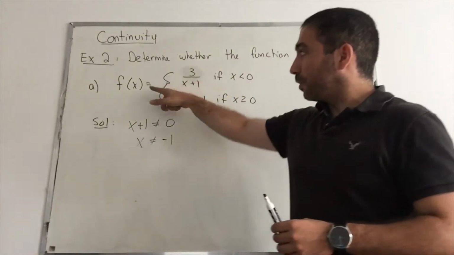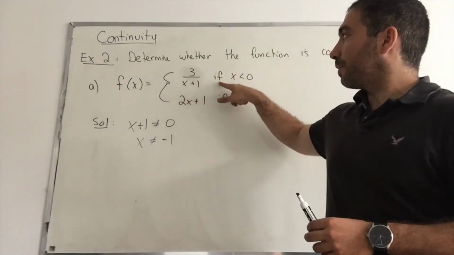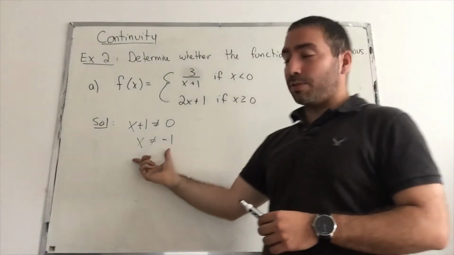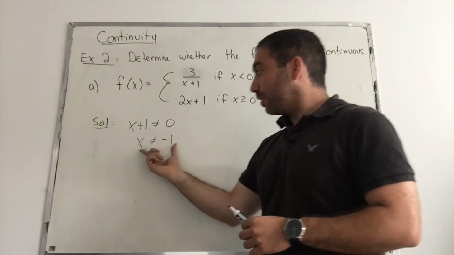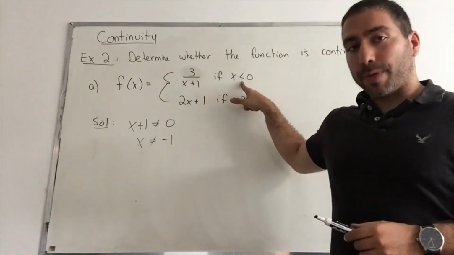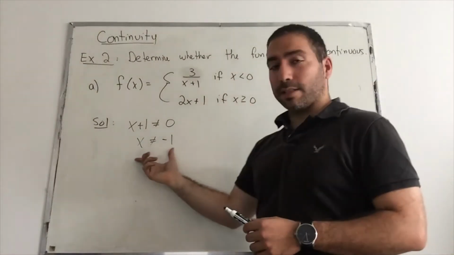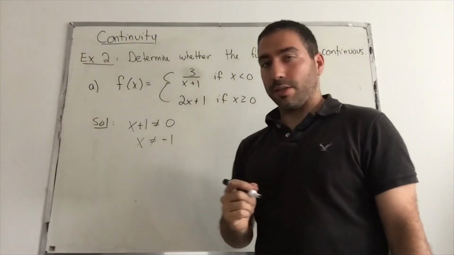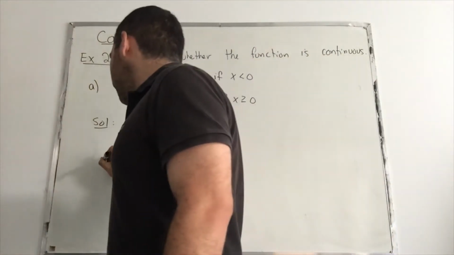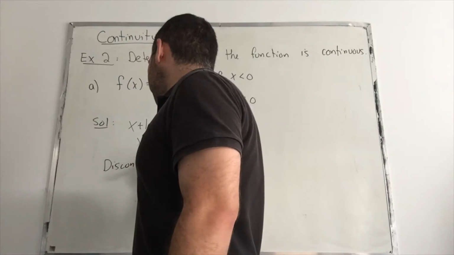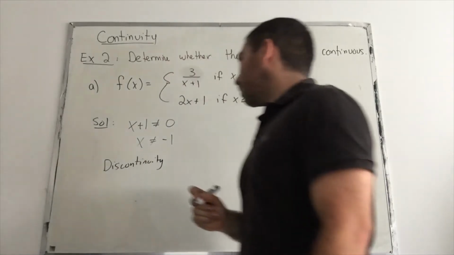First of all, the function here, 3 over x plus 1, is defined for all x values that are smaller than 0. So you have to check that. You have to ensure that our restriction, because x cannot be equal to negative 1, does lie in the domain. In this specific case, yes, it does, because negative 1 is definitely smaller than 0. So this is a discontinuity. We do have a discontinuity here. Okay, so the function is not continuous.